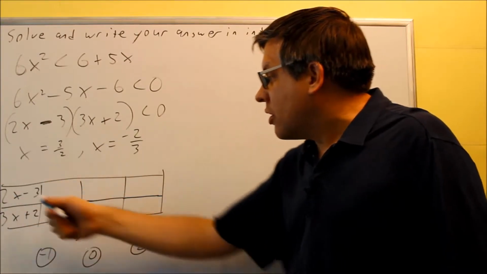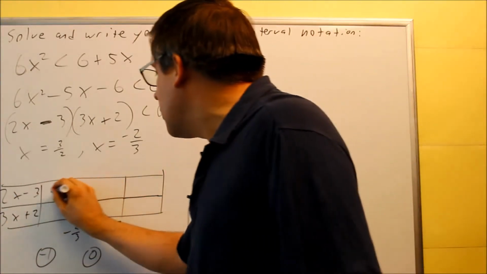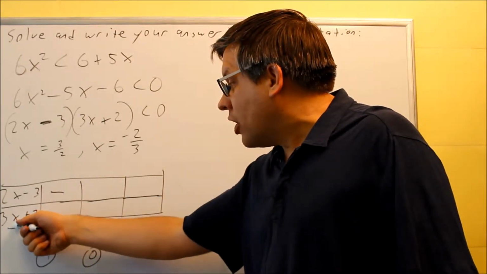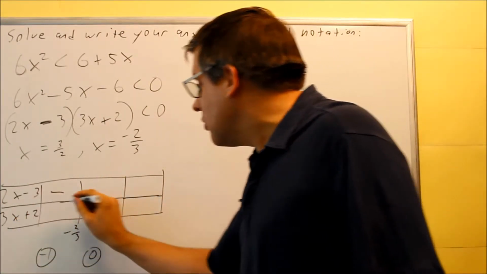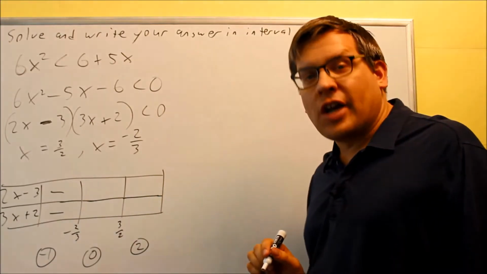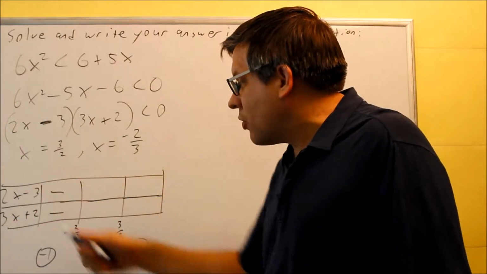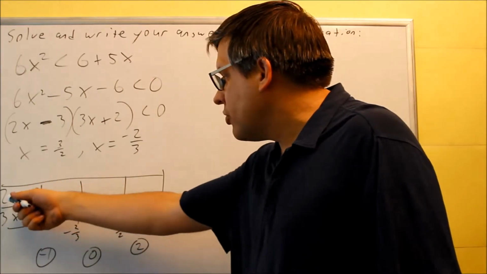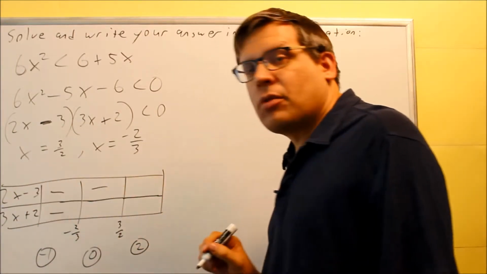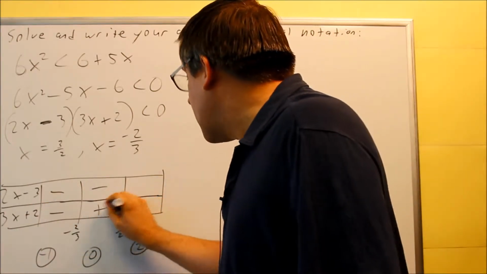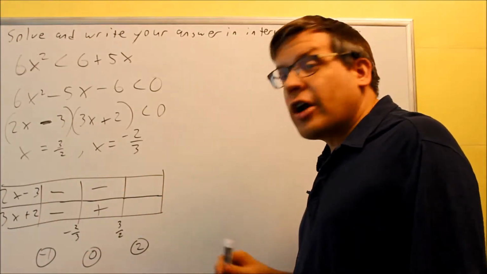Negative 1 goes in here. Negative 2 minus 3 gives you a negative. 3 times negative 1 is negative 3, plus 2 still gives you a negative. Now I'm going to try 0. 0 goes into both of these. 2 times 0 minus 3 gives you a negative number. 3 times 0 plus 2 gives you a positive number. Then I'll try 2.